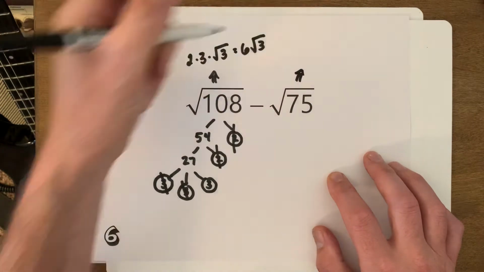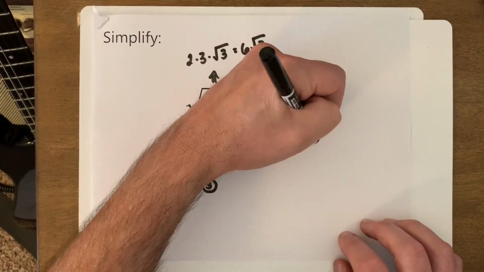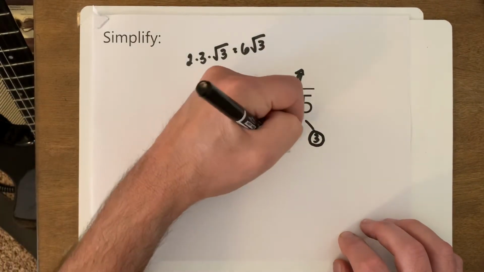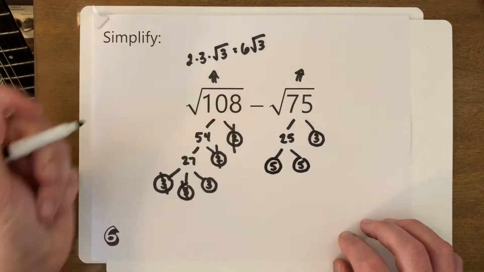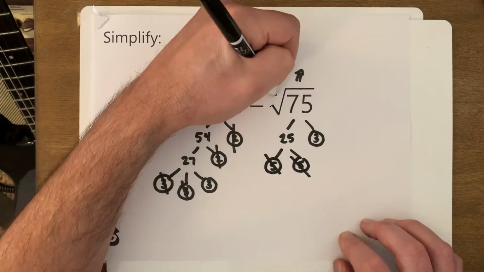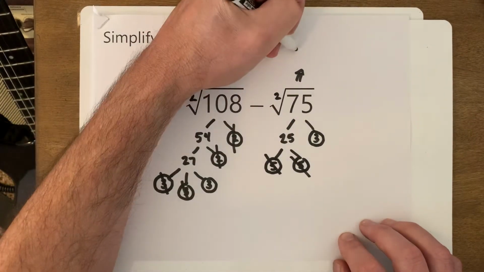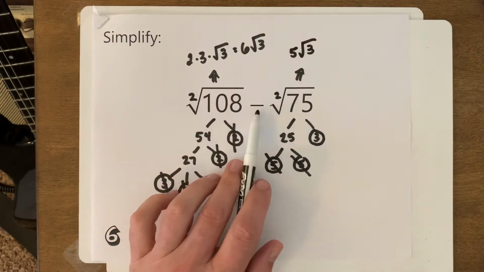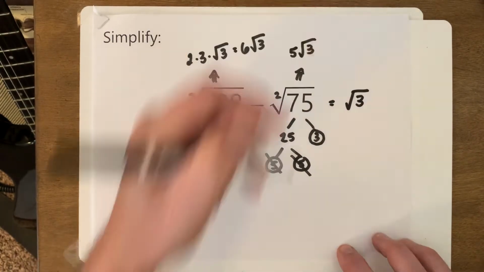Okay, let's look at 75. 75 is 25 times 3, right? So let's go ahead and do that. 25 is a perfect square, and that breaks down into 5 and 5. Okay, 2 5s match up with the square root, the index. Remember, that's a little 2 there, even though nobody's going to write it there. So 5 root 3. So what's 6 root 3 take away 5 root 3? Well, that should just be a single root 3 when we're done.